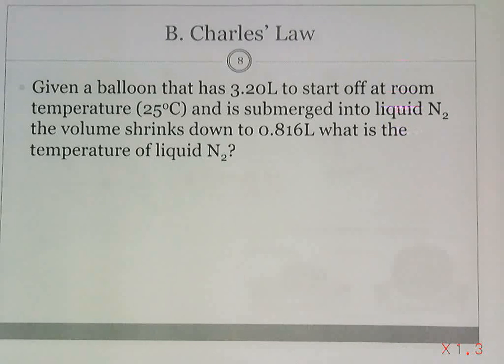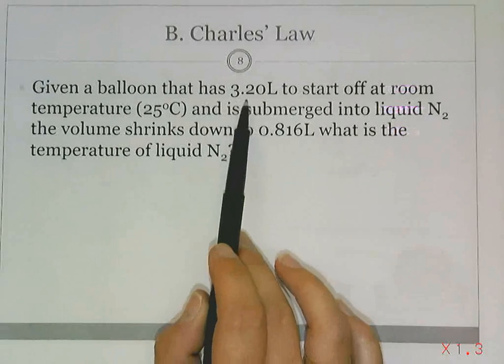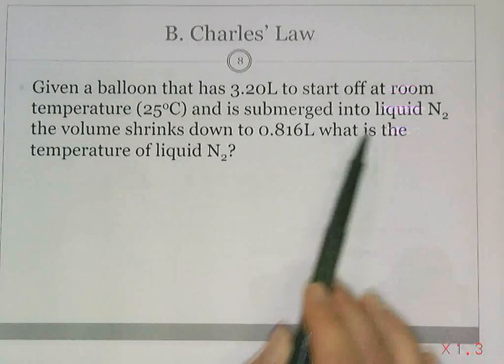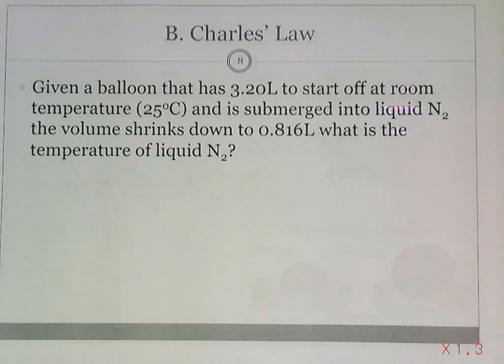So let's say you are given a balloon that has 3.2 liters, and you want to figure out what's going to happen when you submerge it into liquid nitrogen. So your balloon was at 3.2 liters. Submerged in liquid nitrogen, the volume shrinks down to 0.816 liters. We could figure out what is the temperature of the liquid nitrogen.